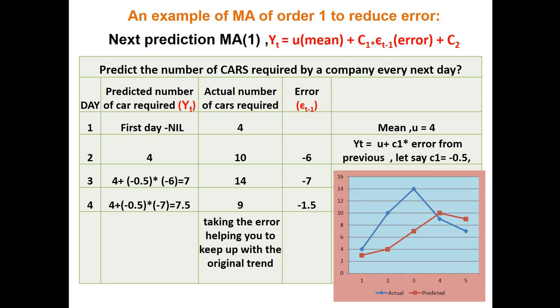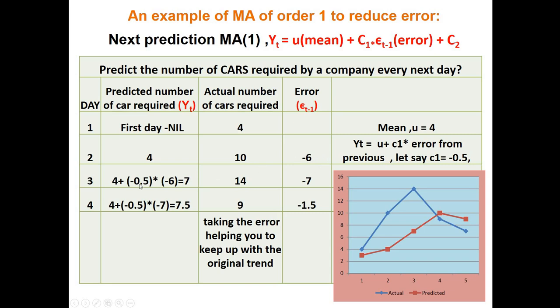This has been explained in the previous video also, but still, let's say you want to predict the number of cars required by a company every next day. So you have a table like this. The first day you do not make any prediction, and the number of cars required by the company was 4. So you put the same 4 into the next place, the predicted number. The second day, since the number of actual cars required was 10, the error came out to be 4 minus 10, that is minus 6.